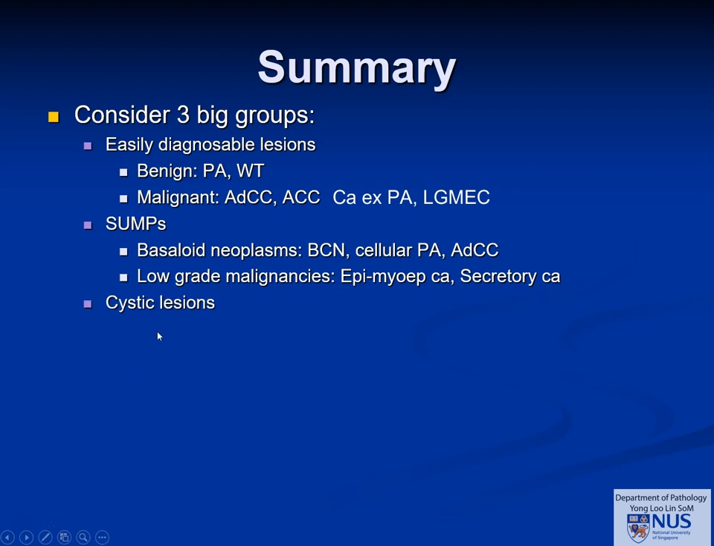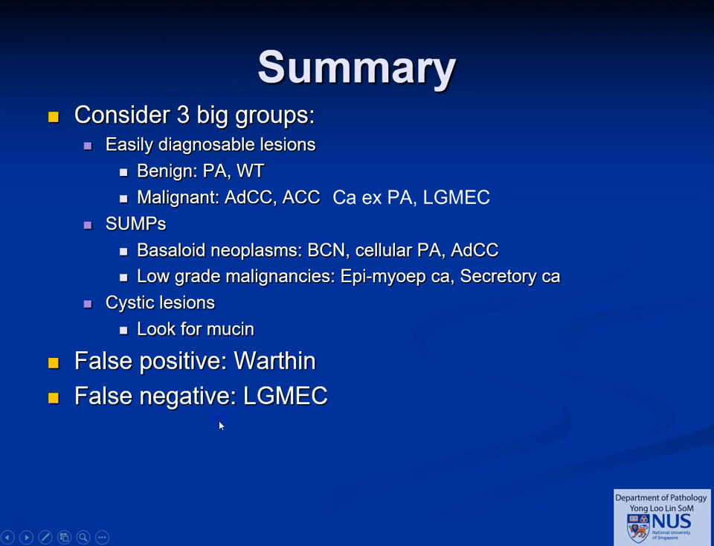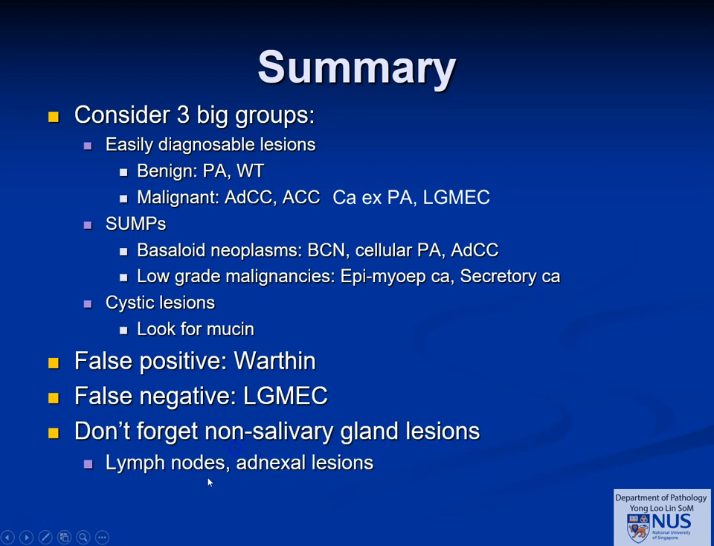The third big group is that of cystic lesions, where it is very important to look for mucin. A common false positive would be a Warthin tumor, and a common false negative would be low-grade mucoepidermoid carcinoma. And also, lastly, don't forget the possibility of non-salivary gland lesions that are masquerading as salivary glands. These include lymph nodes as well as skin adnexal lesions.